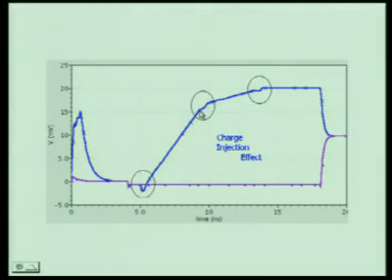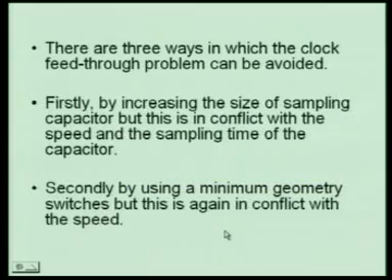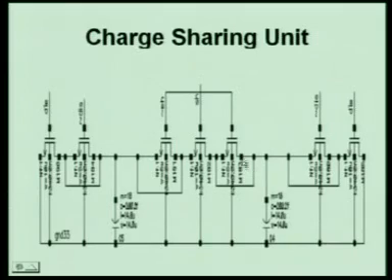This encircled region in this graph shows the charge injection problem. To reduce the charge injection problem, we have used dummy switches. Dummy switches are used along with the main switch. The source and drain of the dummy switches are shorted, and the clock signal given to the dummy switch is the complement of the clock signal given to the main switch.